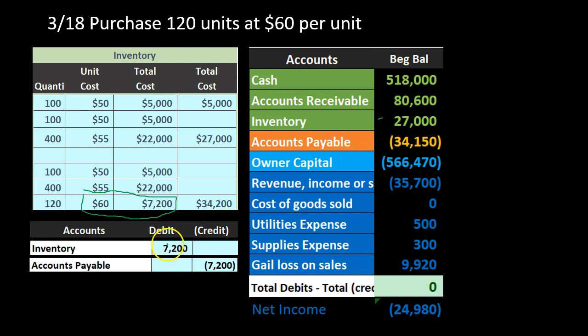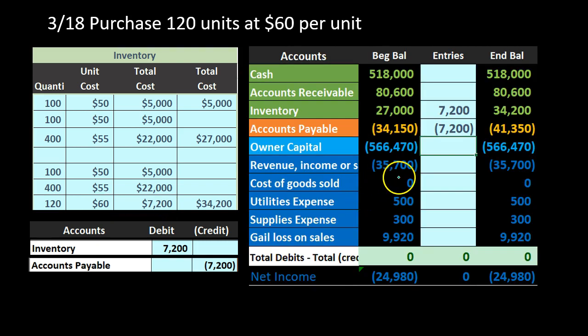So if we post this out, here's the inventory. It started at 27,000. It's going to go up by 7,200 to a total of 34,200. Here we have the accounts payable, started at 34,150, it's going to go up by 7,200 to 41,350. If we see all those accounts, here's what we have. And obviously inventory went up to 34,200. That's what we have on our worksheet supporting that number on our trial balance. The accounts payable is here, and no effect on the net income.